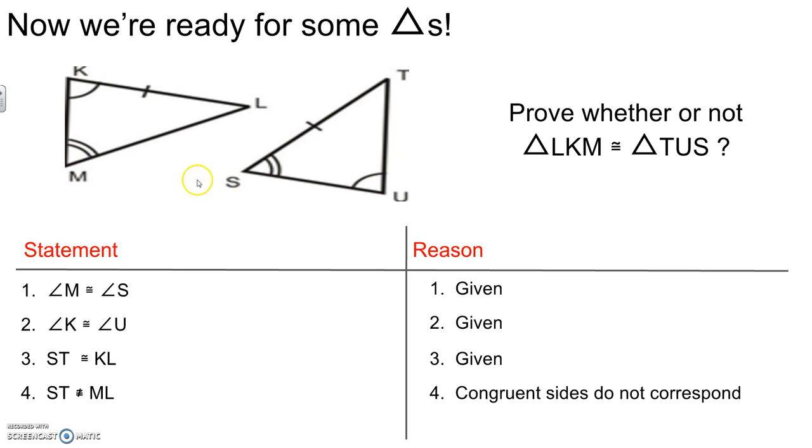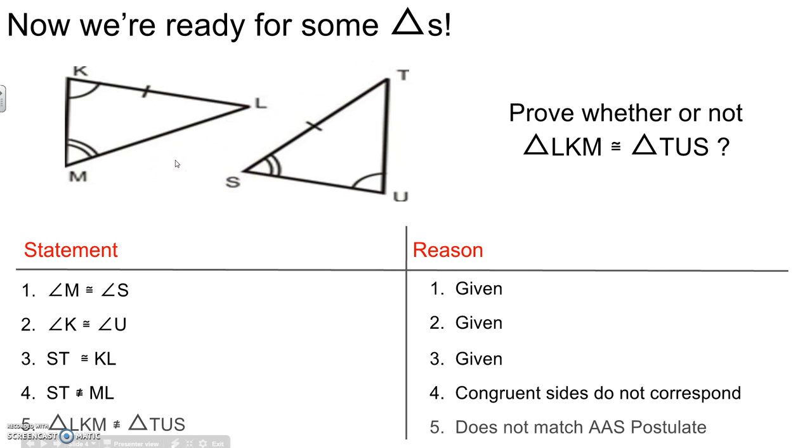In this case, ST here actually corresponds with side length ML. And how do we know that? Well, we see here the markings, the two angle markings here, and then no angle markings there, two angle markings here, angle markings there. So even though these are corresponding sides, they're not congruent to each other. So in this example, triangle LKM is not congruent to triangle TUS because we can't use the angle side postulate.